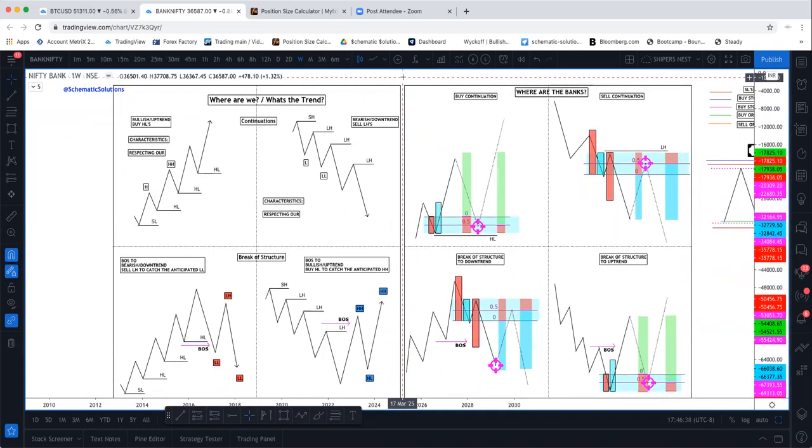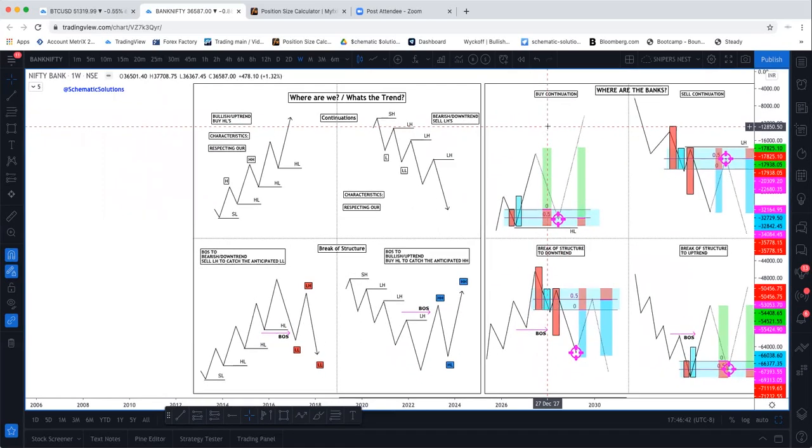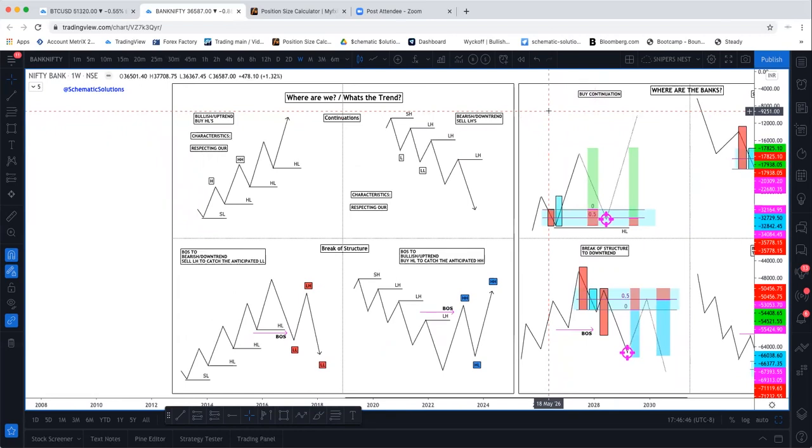First things first is I always ask myself, what is the trend? Are we in an uptrend? Are we in a downtrend? Are we in a continuation, or have we broke structure? In my eyes, we have four types of trades that we can take. The very first one is going to be the continuation in an uptrend, the uptrend continuation. So let's hop into it.